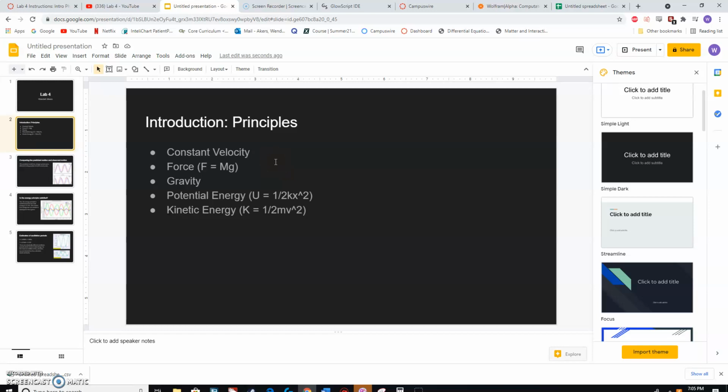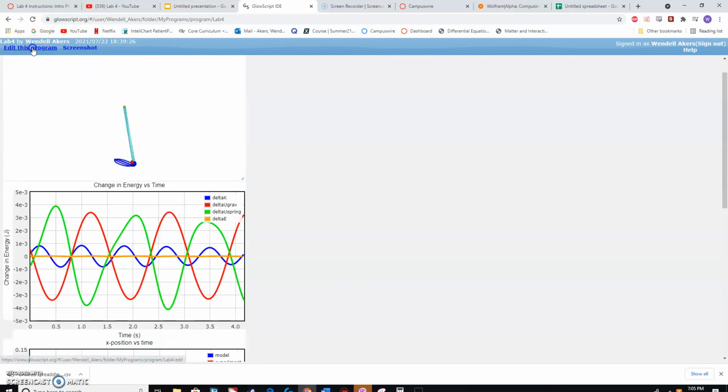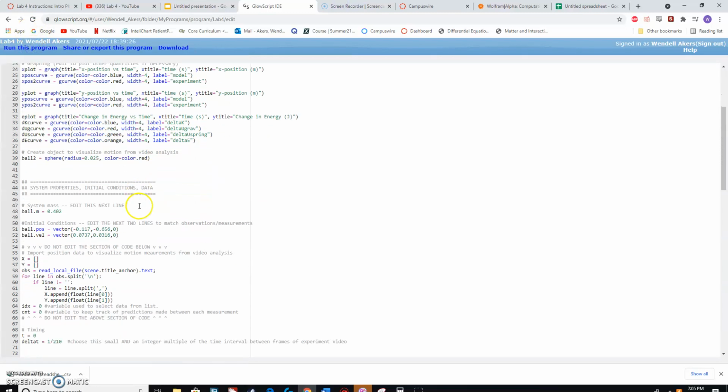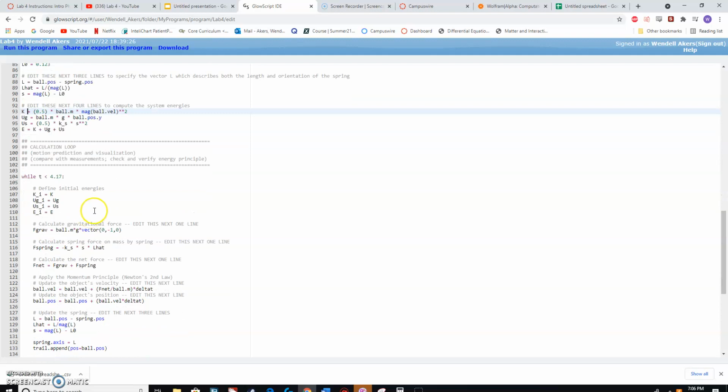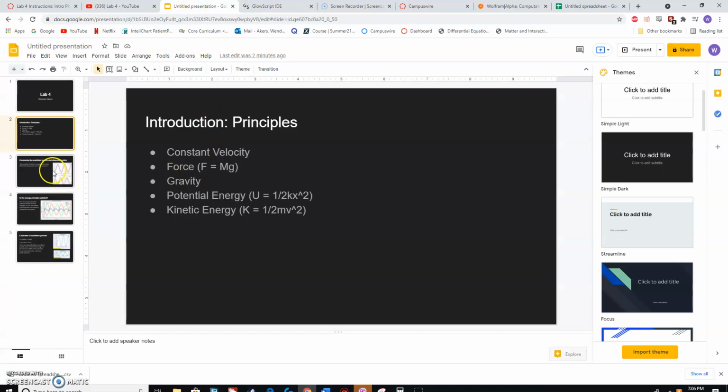So, for the introduction, the principles, we're going to be talking about force, gravity, potential energy, kinetic energy, and constant velocity. In my code, you can see how, when computing the system's energies, all of those come into play in actually calculating the total system energy, kinetic energy, and potential energy.